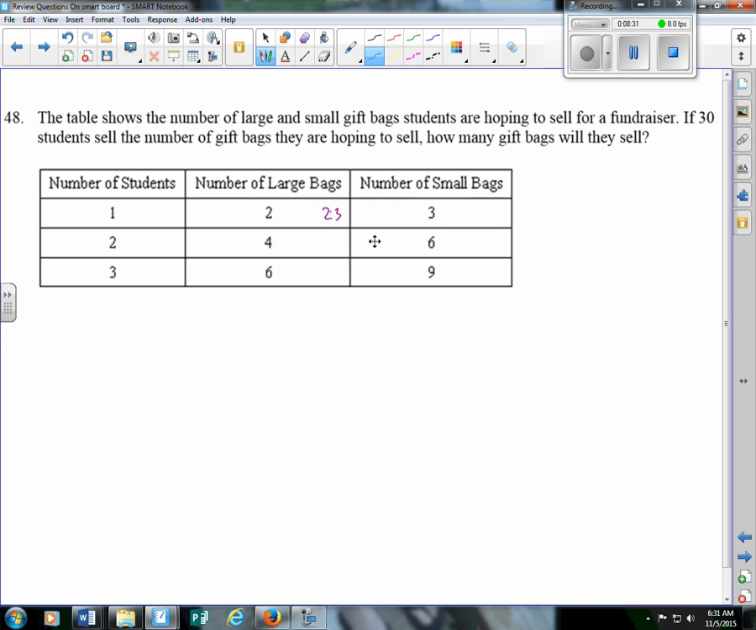And then we look at this. Is this still a 2 to 3 ratio? Yes, it is. Is this still a 2 to 3 ratio? Yes, it is. So you're basically taking this 3, multiplying it by 2, and you get 6. You're taking this 3 here, multiplying it by 3, and you get 9. So we would do the exact same thing, but for 30. So we would multiply 30 times 2, and we would get 60. And we would multiply 30 times 3, and we get 90.